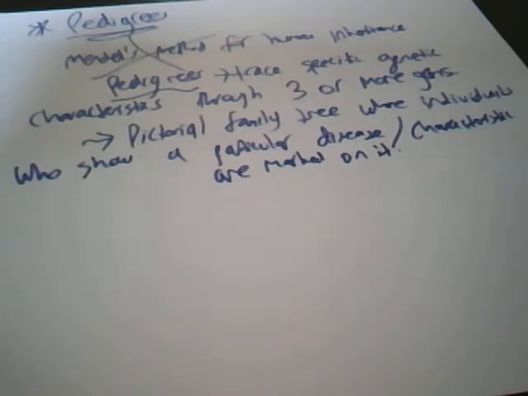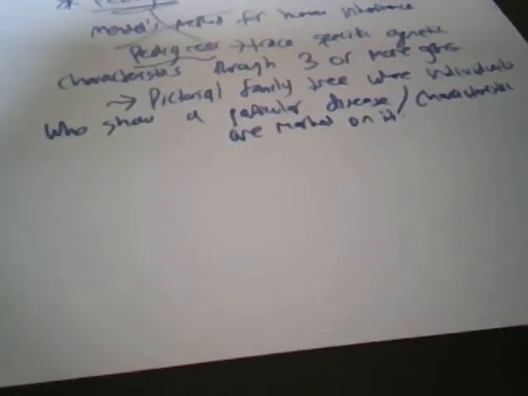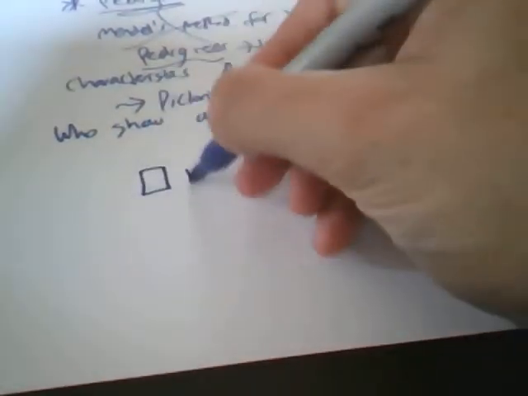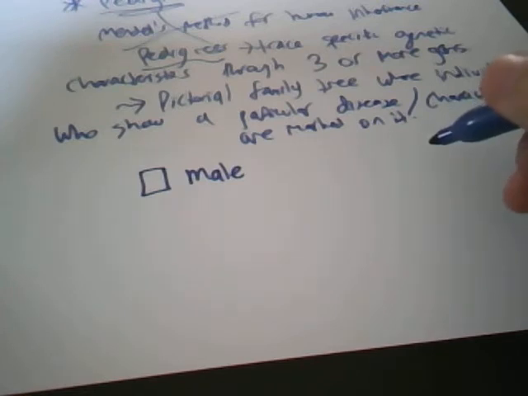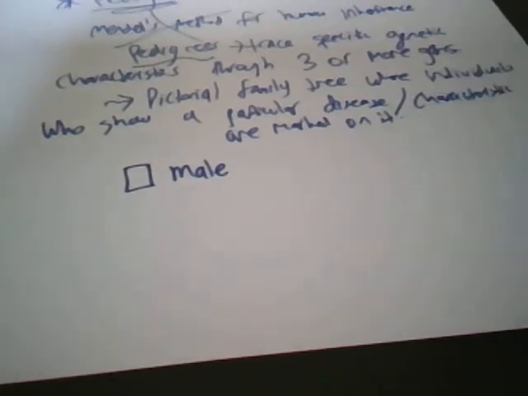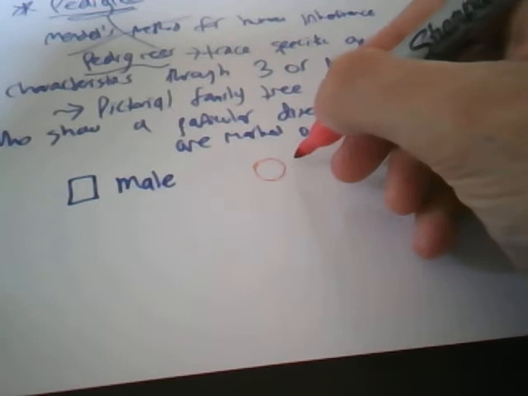Now here are the symbols used in drawing pedigrees. There are different ways of expressing them, but this is basically the most general way of doing so. A male is given a square box, and it's worth committing this to memory if you can. A male is in blue. A female is basically a pink circle.